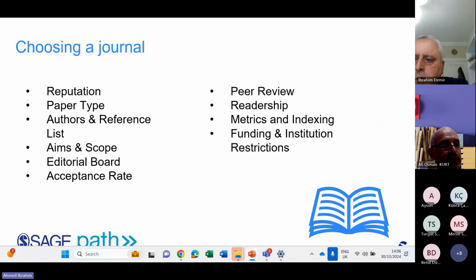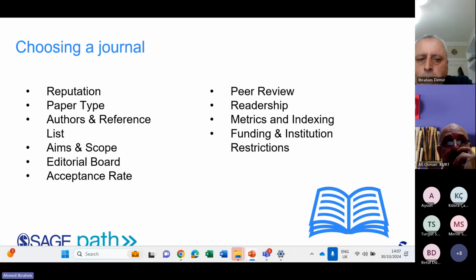Then, while selecting a journal, there are points we should consider: the reputation of the journal, the impact factor, who is submitting to this journal, and whether it is affiliated with a particular institution or society. It could be an independent journal, but with a fantastic editorial board.